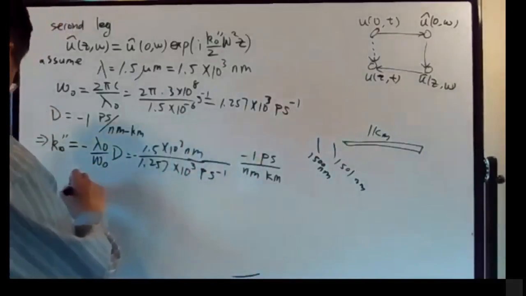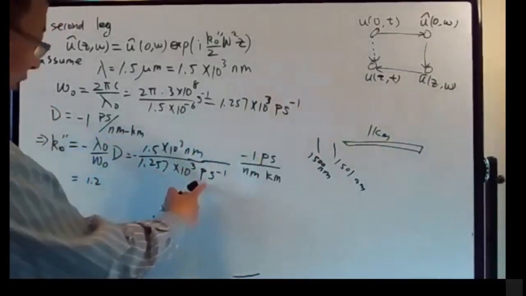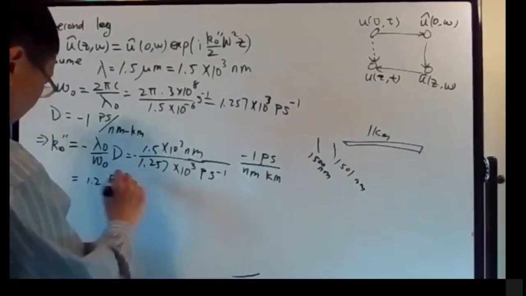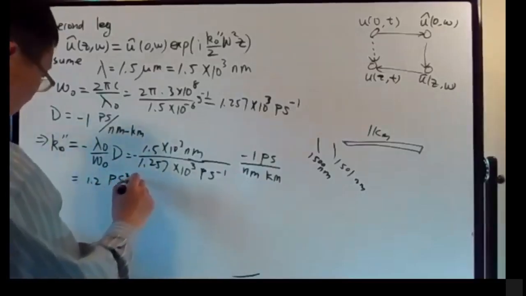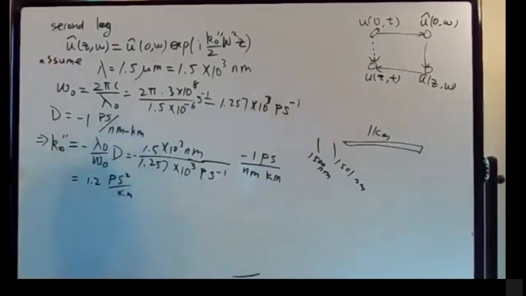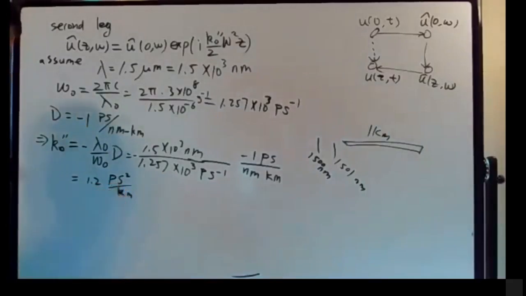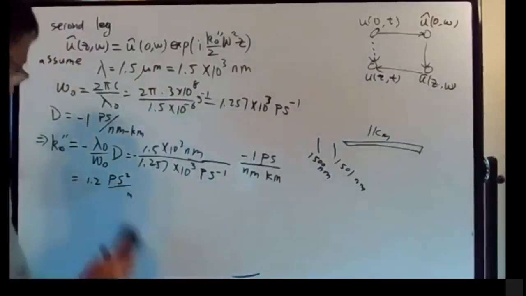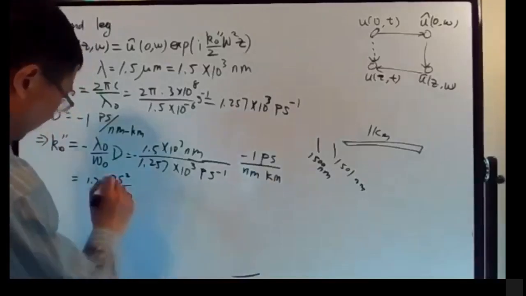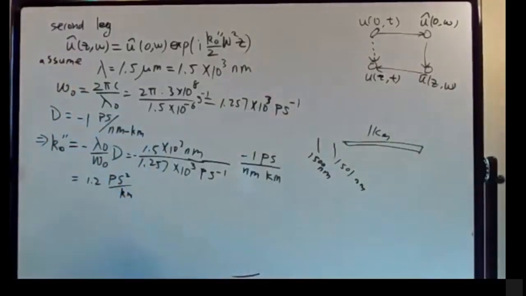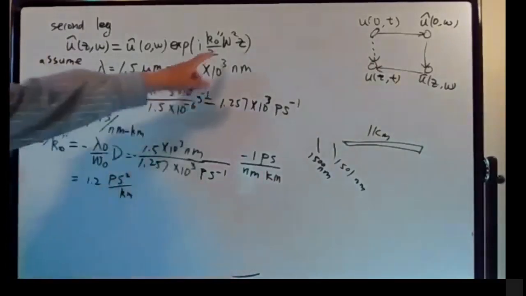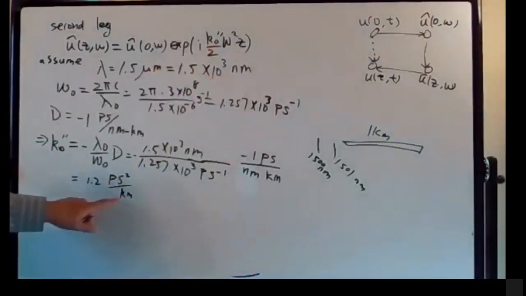Altogether, we'll do the math. It is 1.2 picosecond squared over kilometer, so the nanometer cancels out. So the unit is kilometer, right? It should be a lowercase k, kilometer. So picosecond squared over kilometer. So this k naught double prime is 1.2 picosecond squared over kilometer.